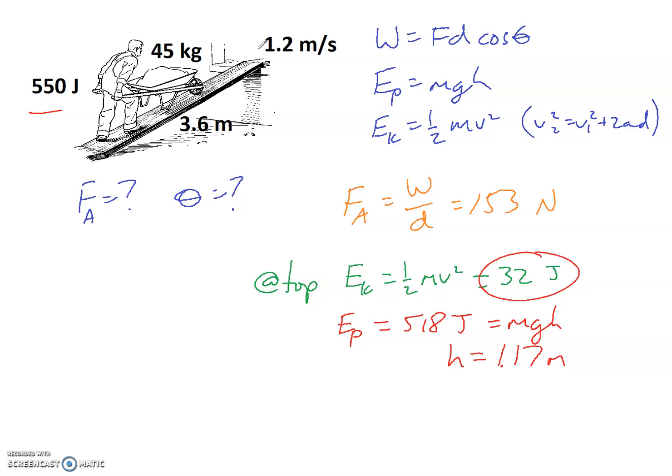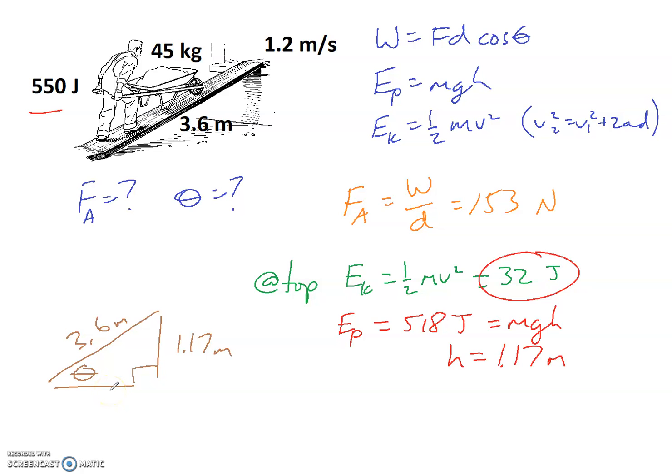So now I actually have the height of the ramp, and it's just a triangle. So if I piece things together, I've got the ramp going this way, which is 3.6 meters. I found out that the height is 1.17 meters. It's just a right triangle, so now I can use trig in order to actually find out the angle.